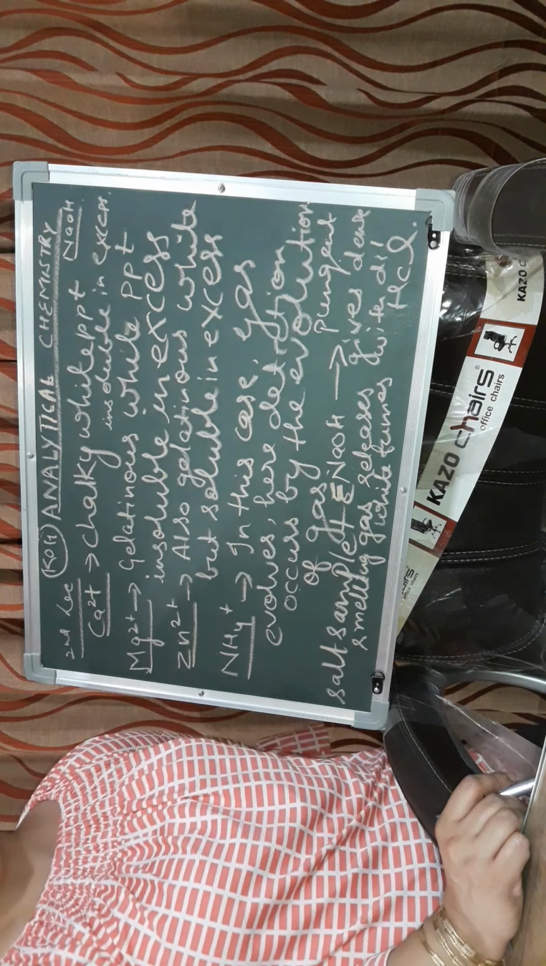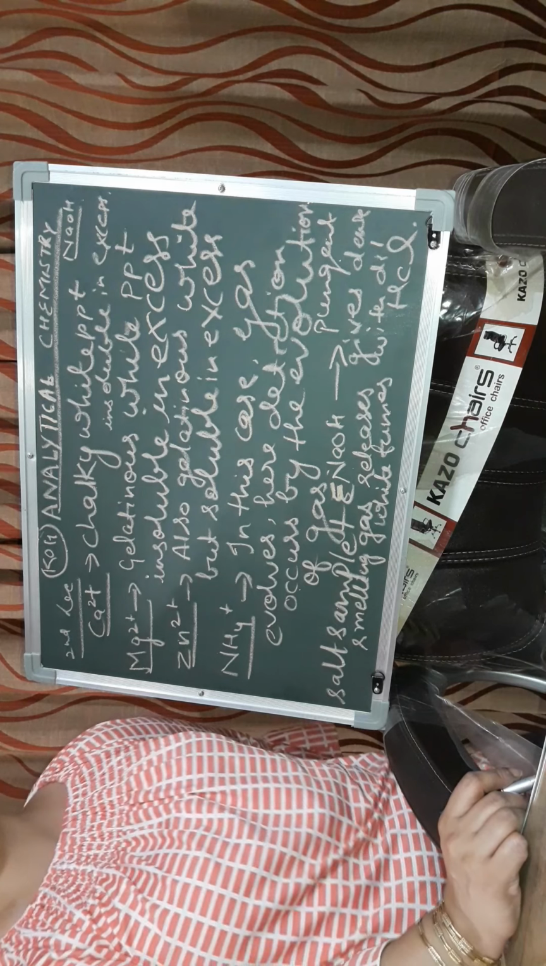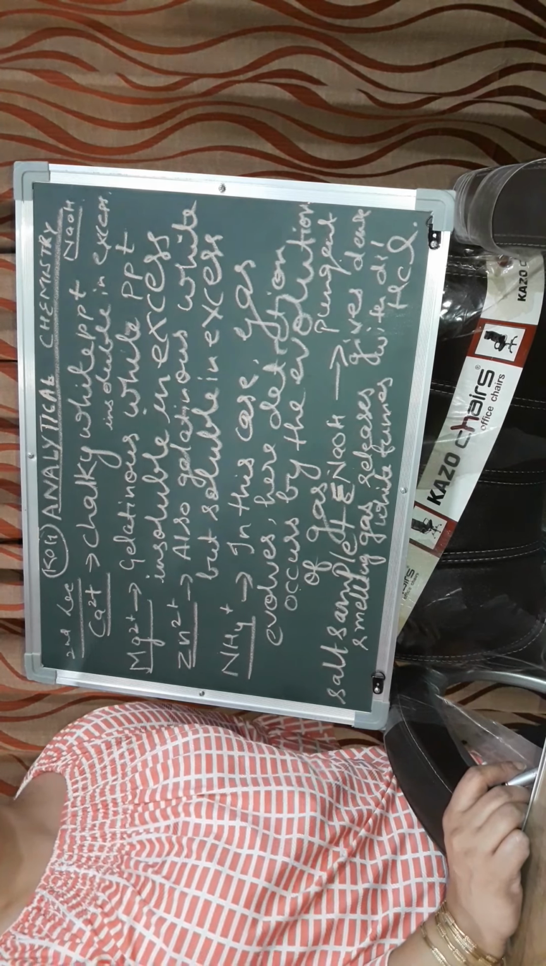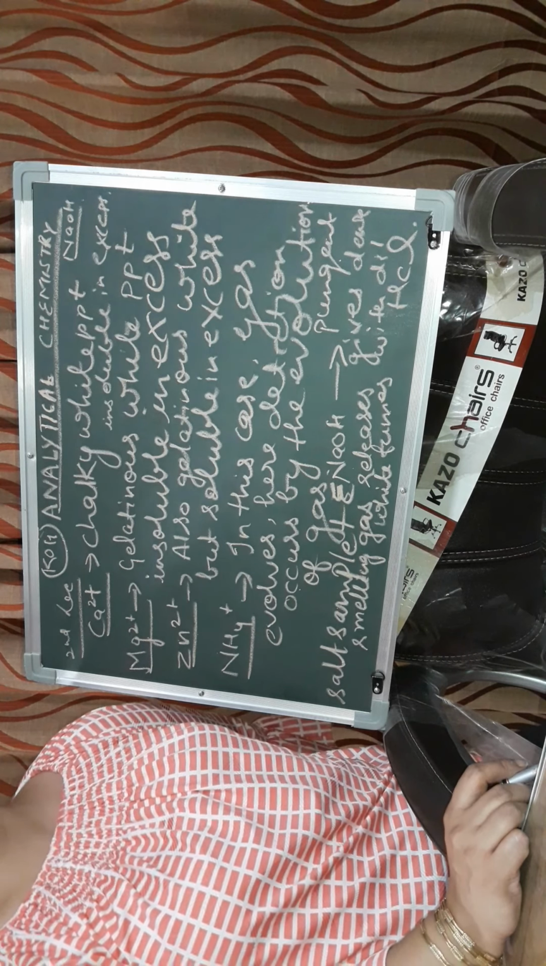So revise all these things, and in the next lecture we will discuss how we can find out the cation by using ammonium hydroxide solution, ammonia solution, that is NH4OH.